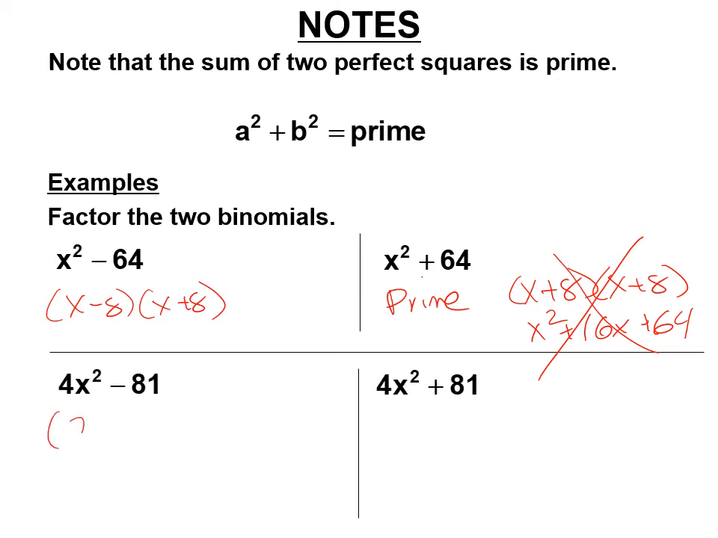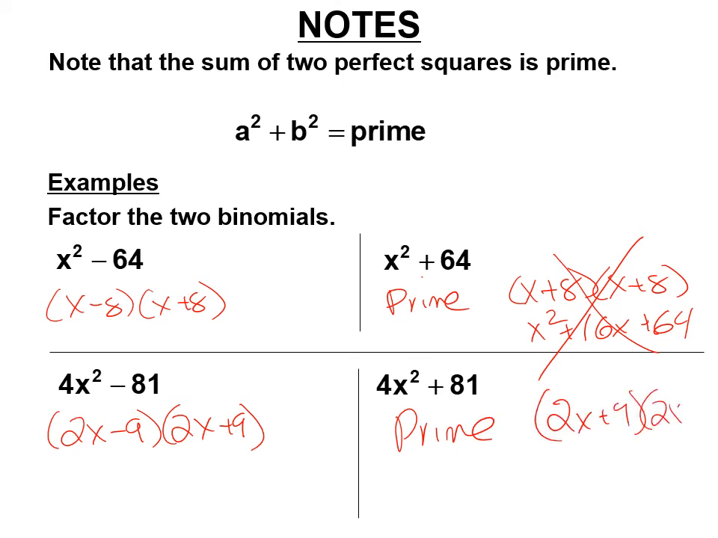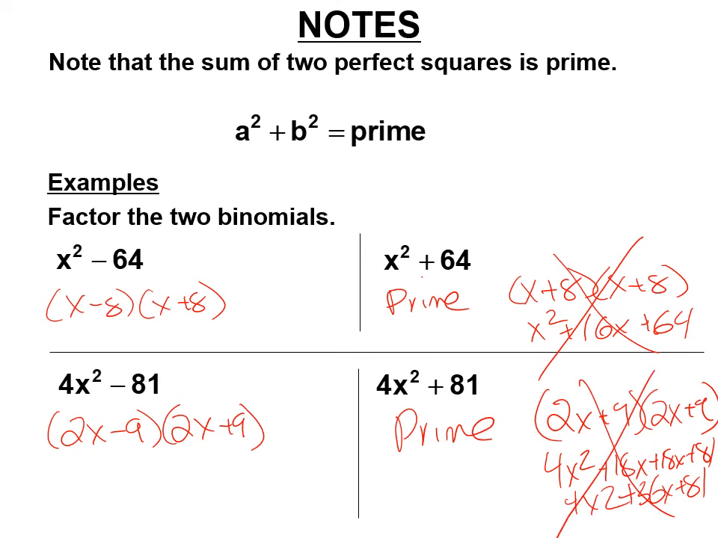So this one is 2x minus 9 and 2x plus 9. This one is prime, right? Because 2x plus 9 times 2x plus 9 would make 4x squared plus 18x plus 18x plus 81. It would have plus 36x in the middle because it would be a perfect square trinomial. So this is prime. There is no factor. The factors are 1 and itself, right? Just like these numbers are prime: 2, 3, 5, 7, 11, 13. They only multiply to make 1 and themselves.